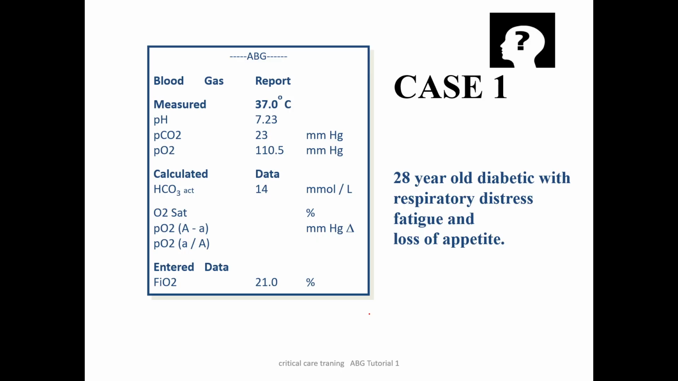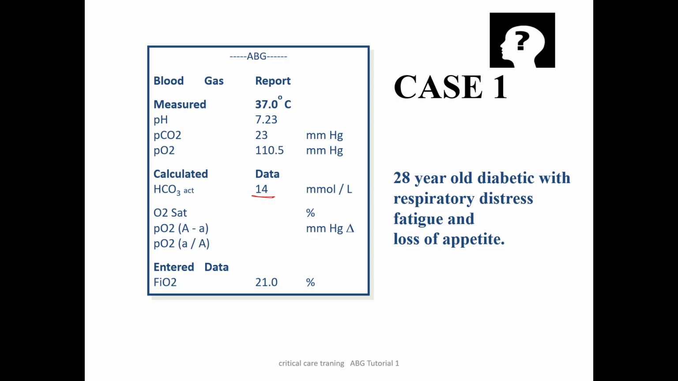Let's understand this by cases. Case 1: we have a 24-year-old diabetic patient who came with Kussmaul's type of breathing, respiratory distress, fatigue and loss of appetite. The pH is 7.23, PaCO2 is 23, PO2 is normal at 110. This is taken on room air, FiO2 of 21%, and the bicarbonate, which is a calculated value here, is 14. So what is the primary acid-base disorder?